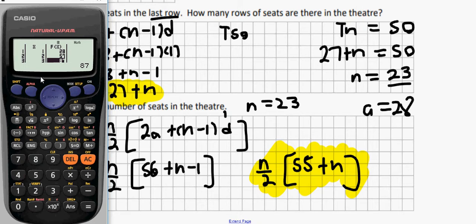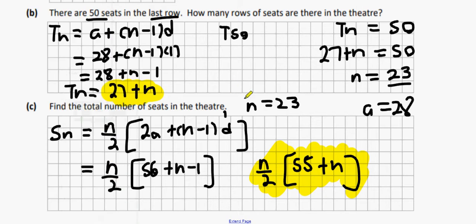Okay, so you can tell all the rows, how many people each number of rows will contain. 7 rows will contain 217 people. 15 rows will contain 525 people. You have all the information in the world just by getting that formula.